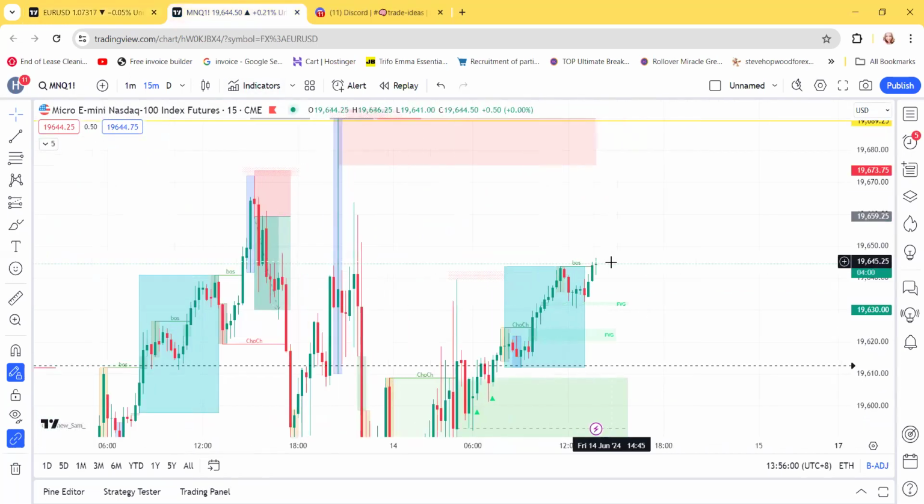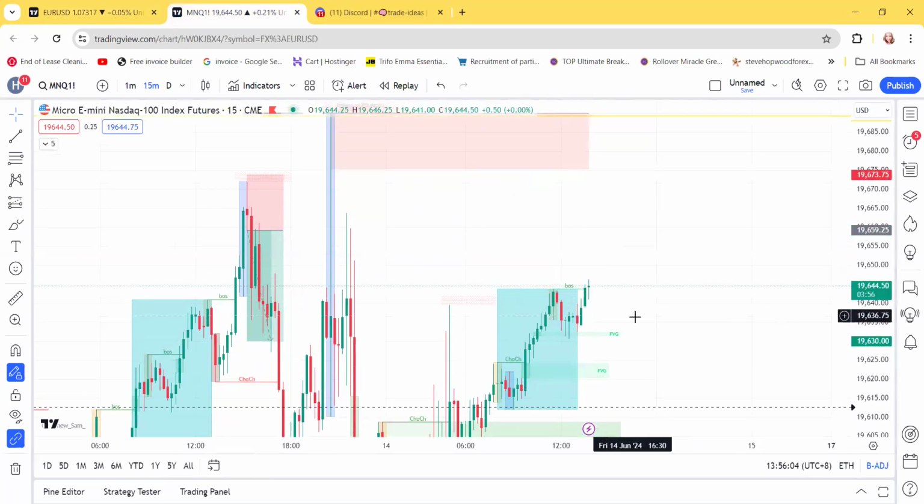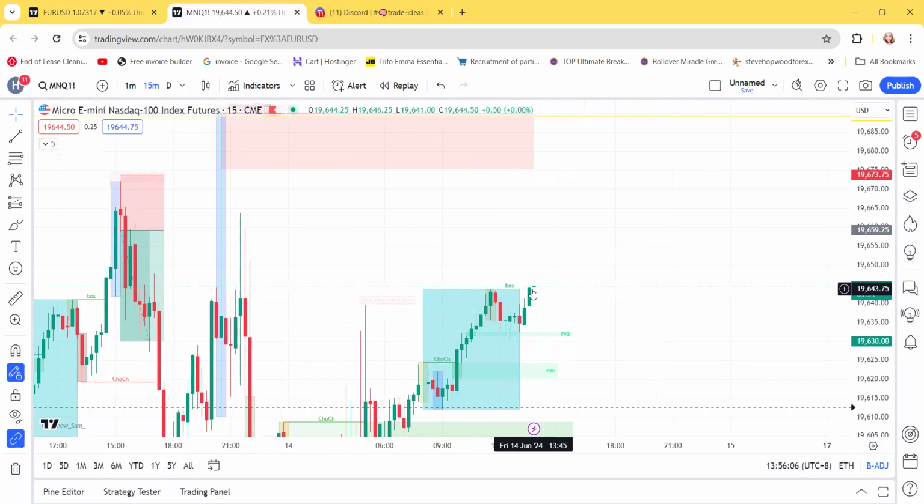And if we look at NASDAQ, we're just sitting in this area at the moment. So we'll keep an eye on that as well, whether we push up a bit more. But yeah, we're just hovering here at the moment.